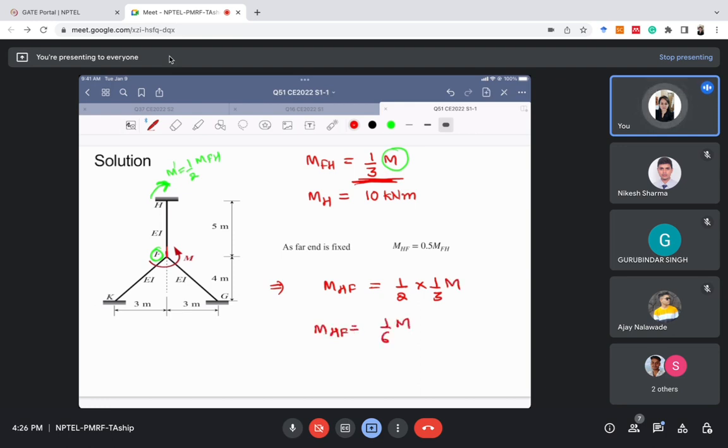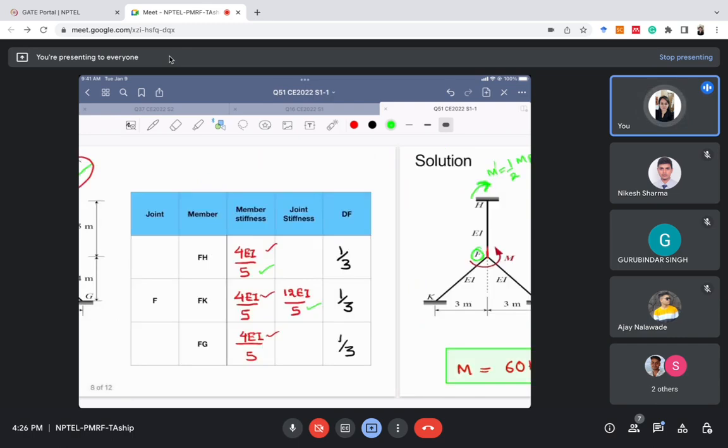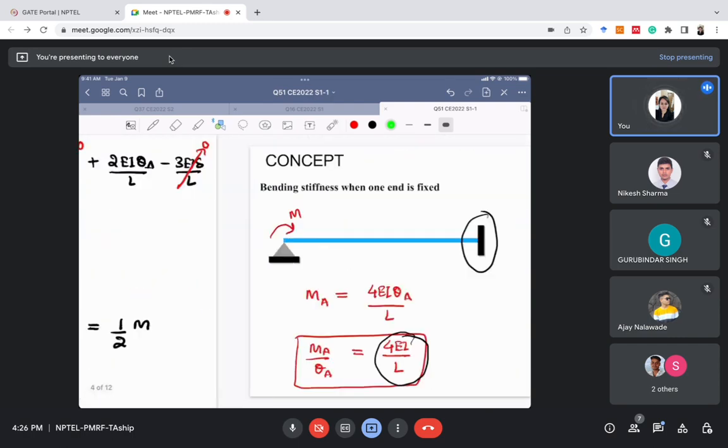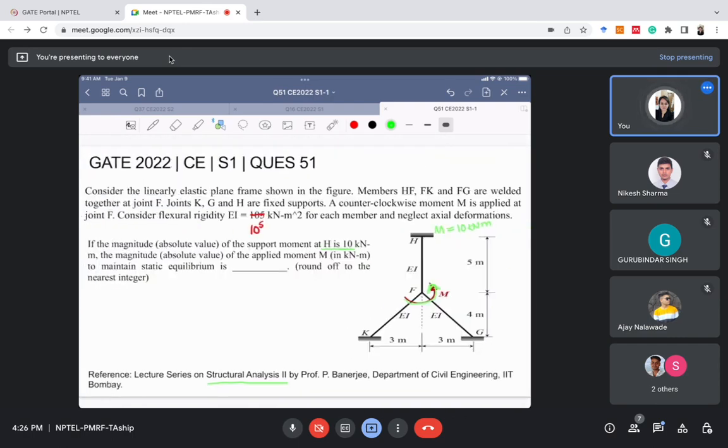The value of MHF is already given to us as 10, equal to 1 by 6 of M. So the value of the applied moment M comes out to be 60 kilonewton meter, and this is our answer. This was a fill in the blanks type of question. We needed to find the applied moment M in kilonewton meter, so the answer is 60 here.